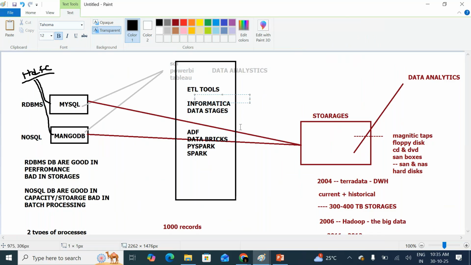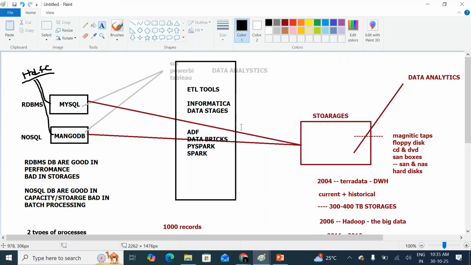These ETL tools extract the data from the data sources, called databases, and transform the data, clean the data, prepare the data based on the business rules. Then they store the data in the data warehouses. From there, data analytics people connect and analyze the data. Do you got my point?